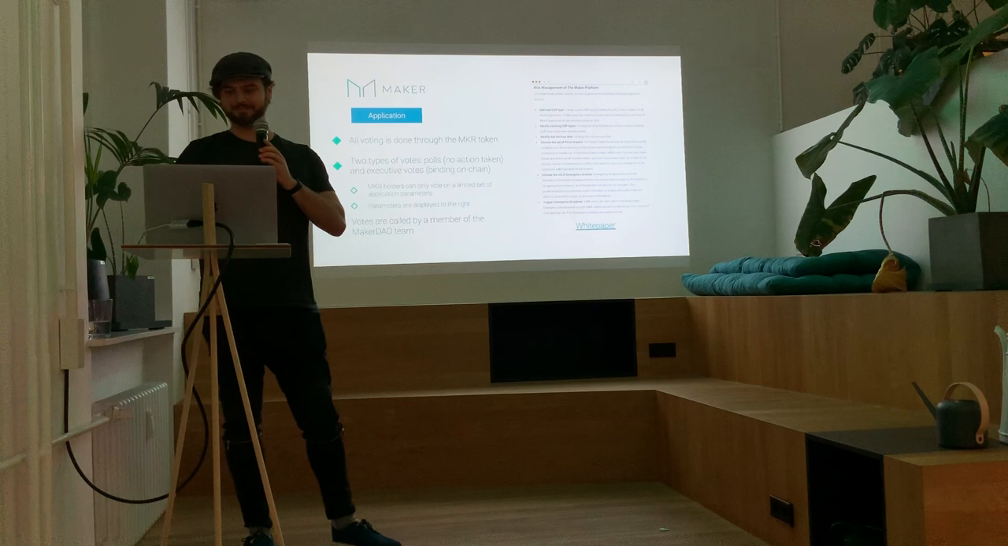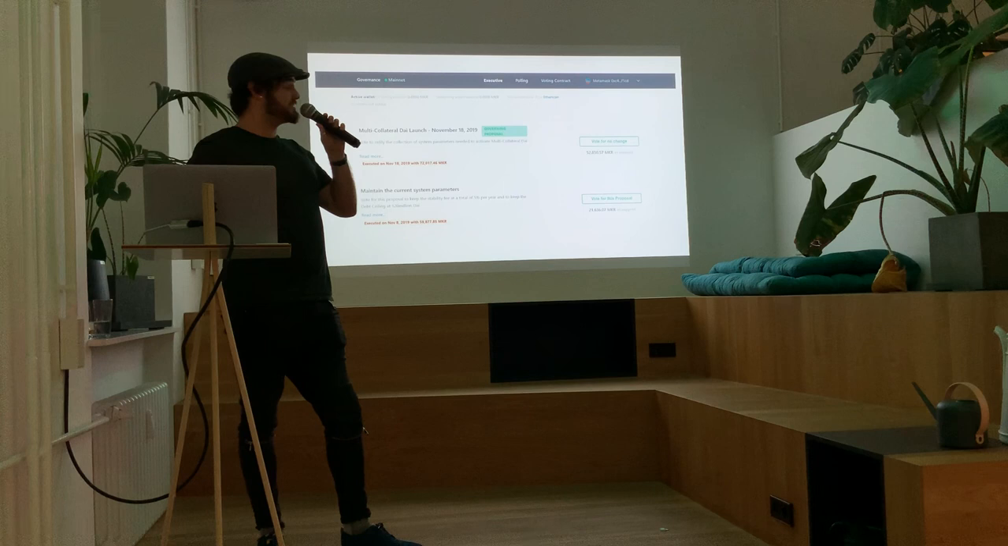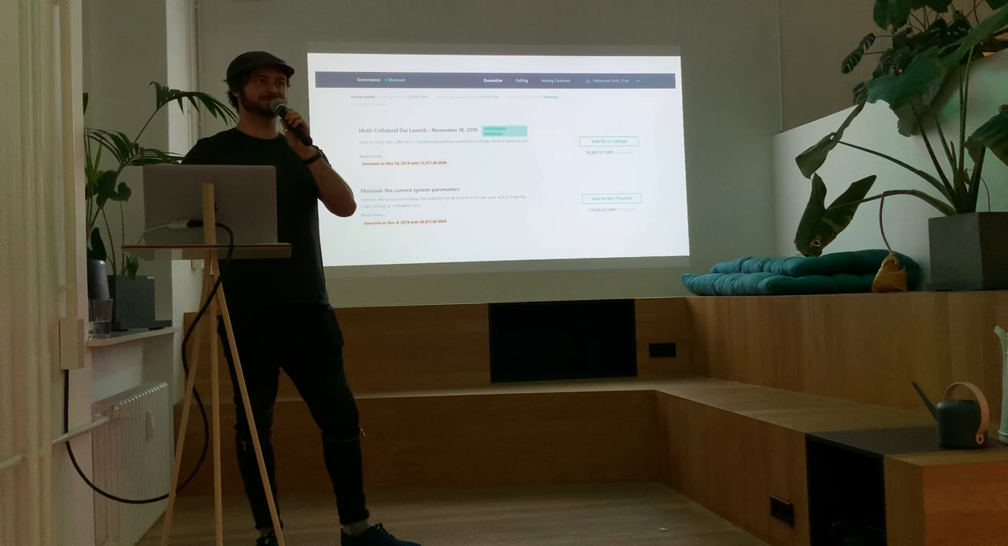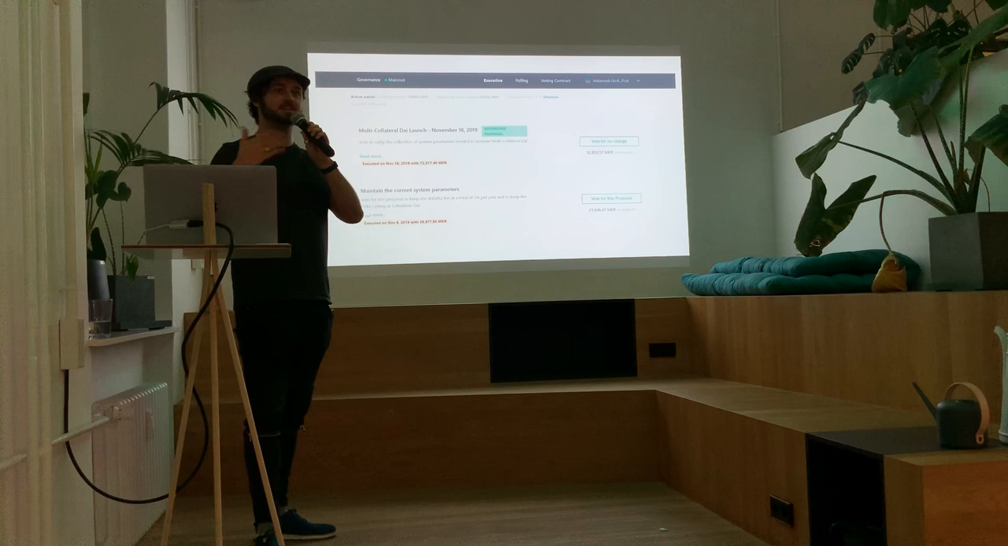This is what it looks like. I actually think this is a terrible interface. I'll tell you why. It doesn't say who voted no. You kind of have to know that, right? We see 52,000 MKR in support, but how much MKR is voting the other way? That is going to affect my decision as a person. If I see someone saying no, I'm going to think, oh, someone's saying no, maybe I should say no. So it does change the results.